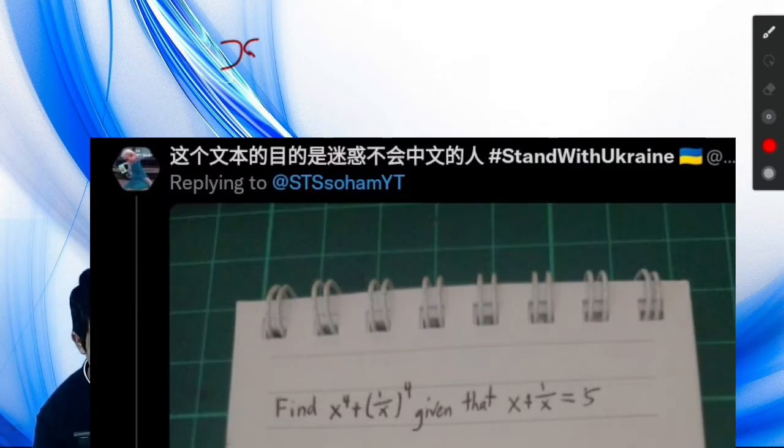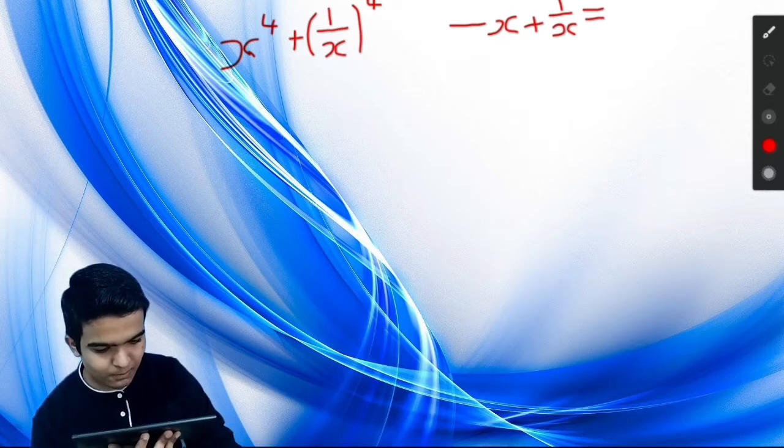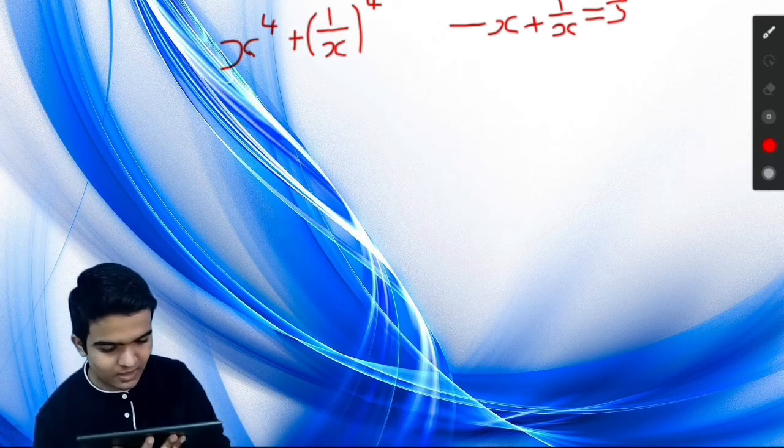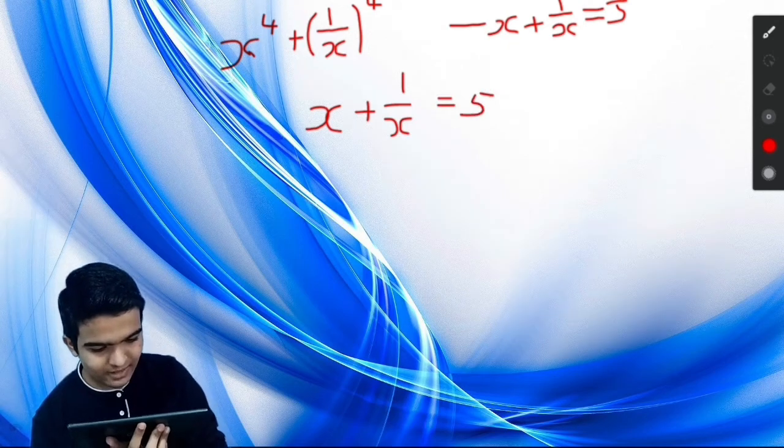So the next question is: find the value of x to the power of 4 plus 1 upon x to the power of 4, if x plus 1 upon x is equal to 5. This is actually a pretty tricky question, a very hard one. So I shall just solve it like this.